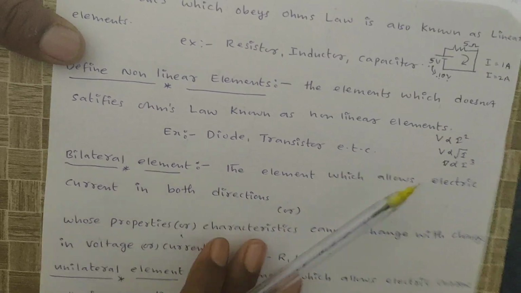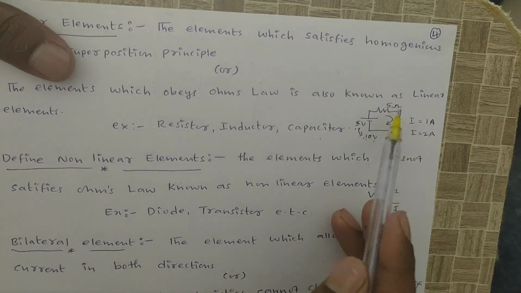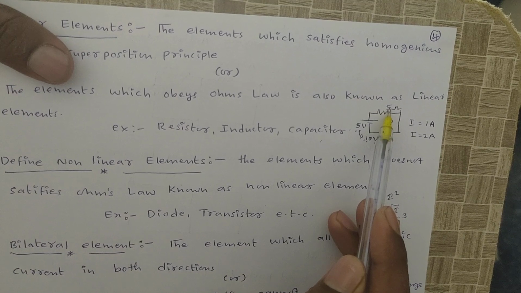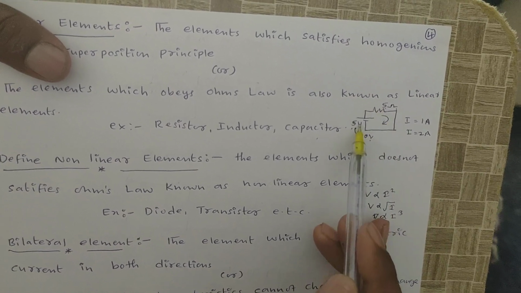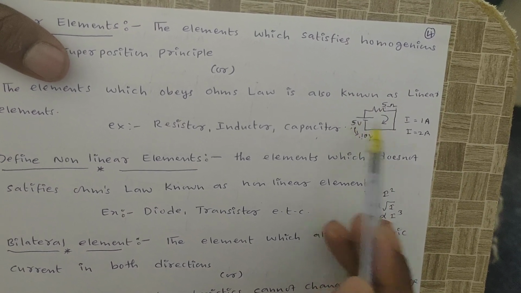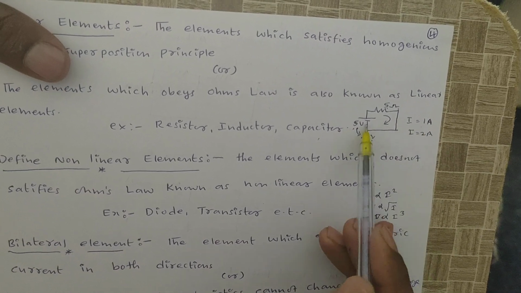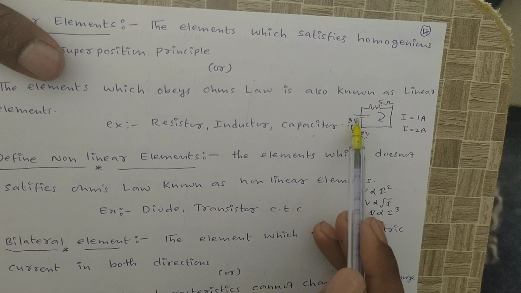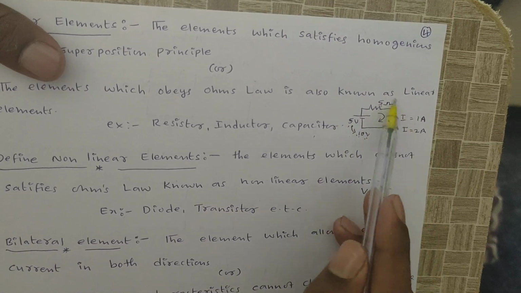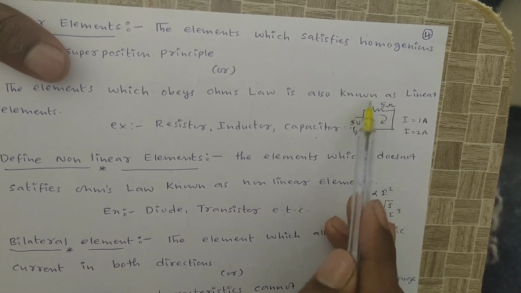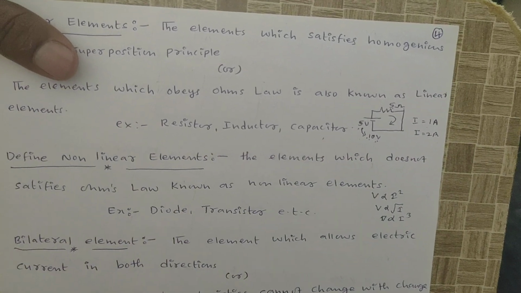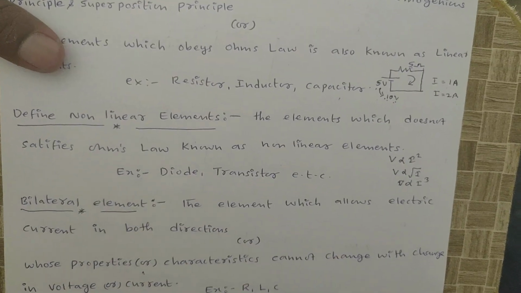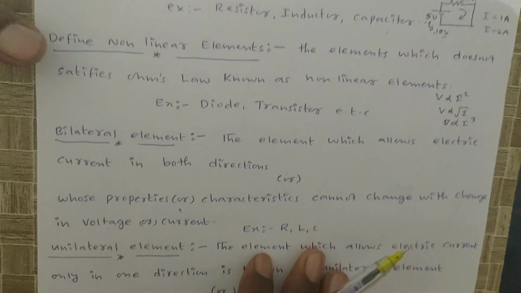That means, for example, in this circuit, let us consider a 5 ohm resistor. Okay, apply 5 volts. What is the current? 1 ampere. Next case, change this battery voltage to 10 volts. What is the current? 2 ampere. Voltage increases, current changes, but no change in resistance value, right? That means whose properties and characteristics cannot change with change in voltage and current. That is nothing but a bilateral element.